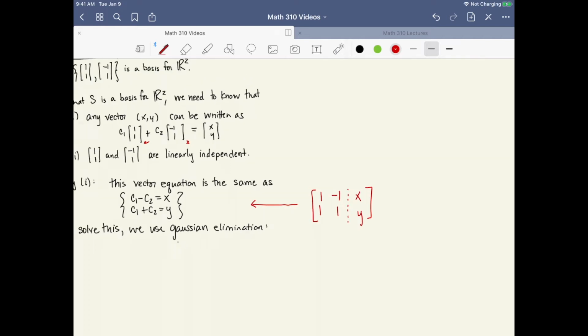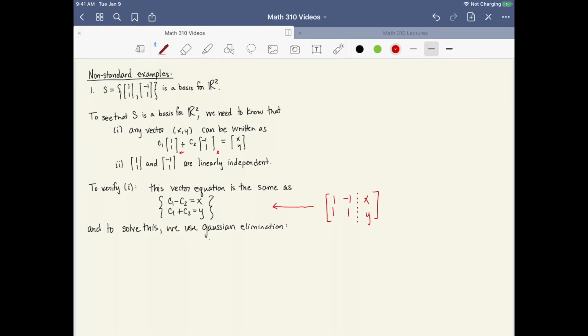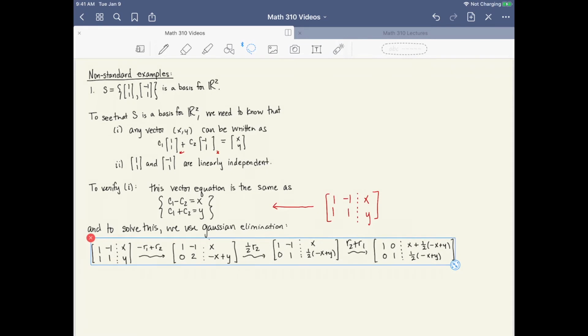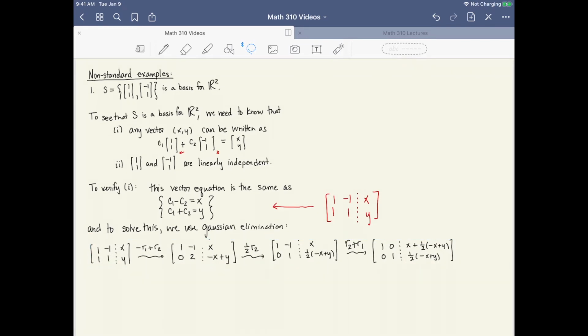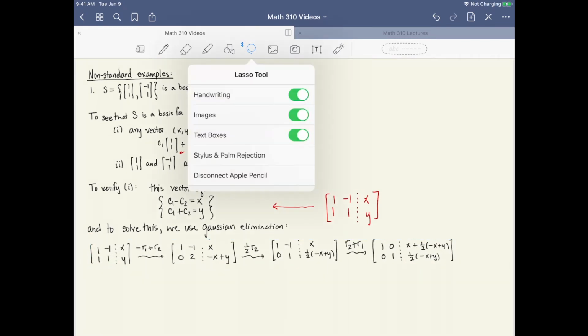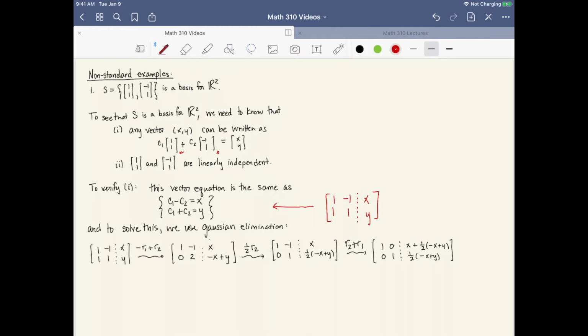So it's going to be a little bit more tedious than normal because we're going to have expressions involving x and y when we do this. But the sequence of row operations that we perform are going to be familiar, and here they are. So we take our augmented matrix, and as usual, we want to put the thing on the left into reduced row echelon form.